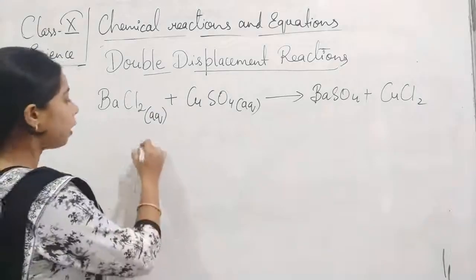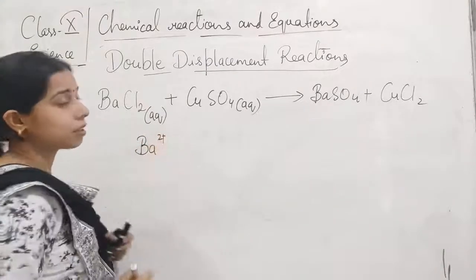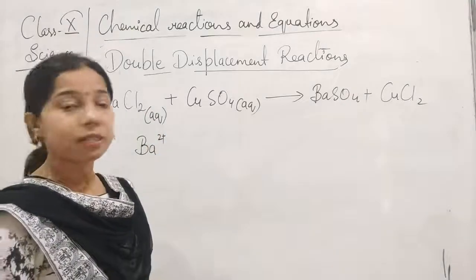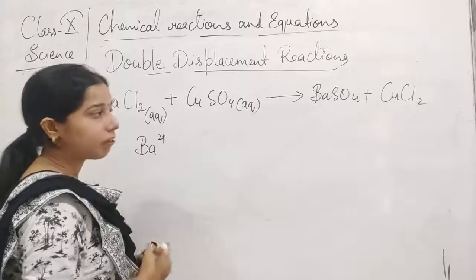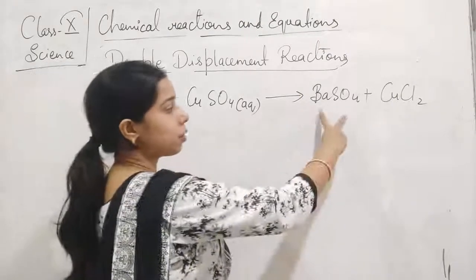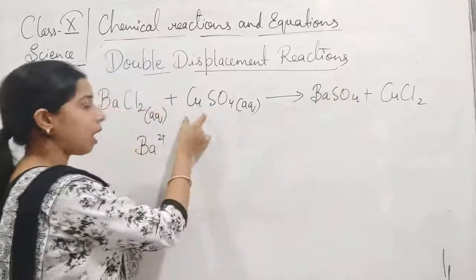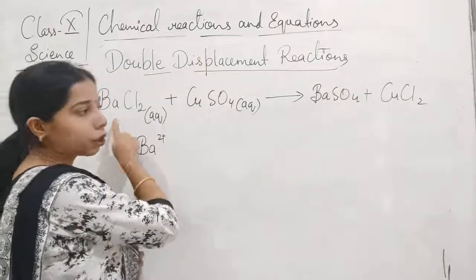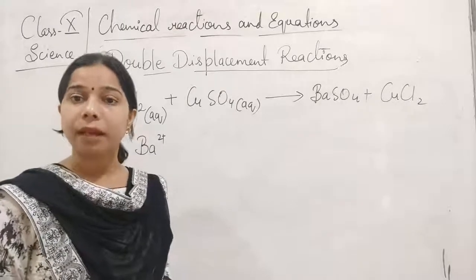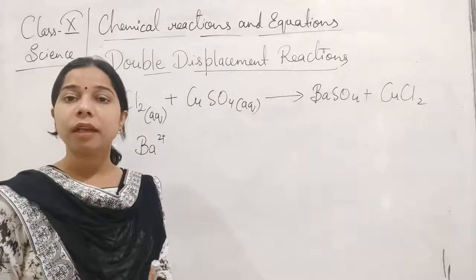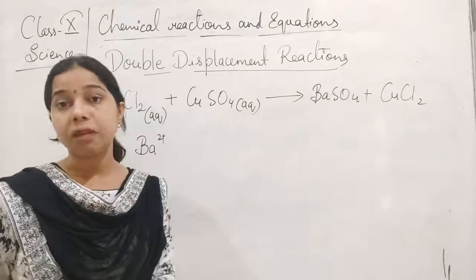Now you can see what happens here. This barium, which exists in the form of Ba 2+, a barium ion, reacts with the sulfate ion, and there is a formation of barium sulfate, and this copper ion reacts with the chlorine, and there is a formation of copper chloride. So this is an example of the double displacement reaction.